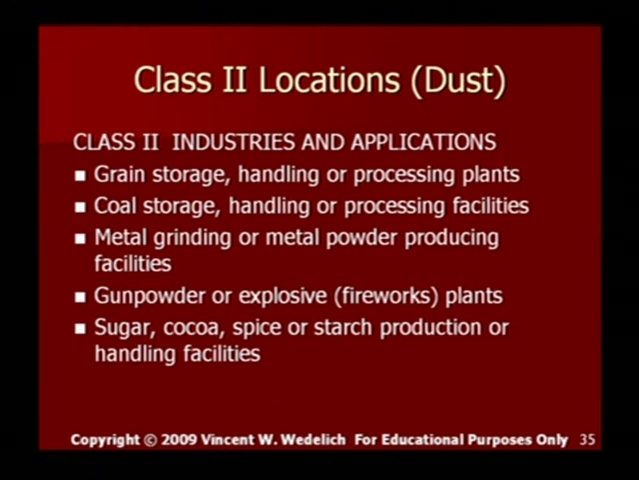Class 2 locations, again, are grain storage, handling, or processing plants, coal storage, handling, or processing facilities, metal grinding or metal powder producing facilities, gunpowder and explosive firework plants, sugar, cocoa, spice and starch production or handling facilities.